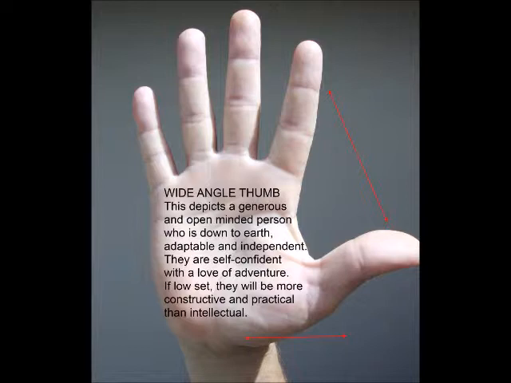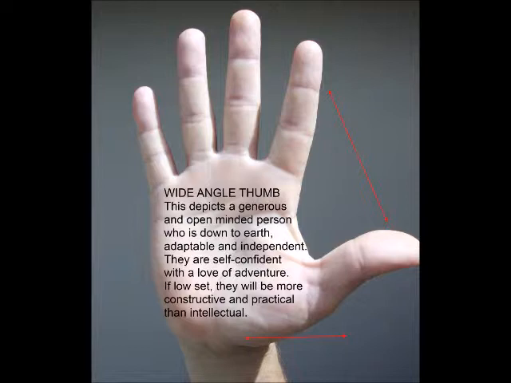So here we have a wide angle thumb. It's not very wide, this one. It's probably still quite average. So being an average angle, it shows basically a healthy, responsible attitude with good leadership qualities. They're usually quite relaxed, confident, so they're neither secretive nor fully open, but they are generous and giving.